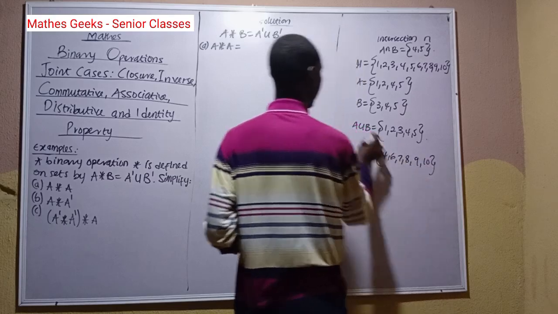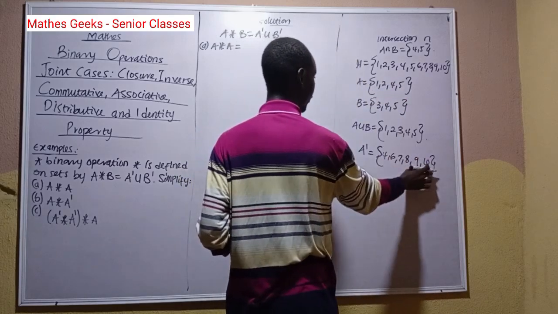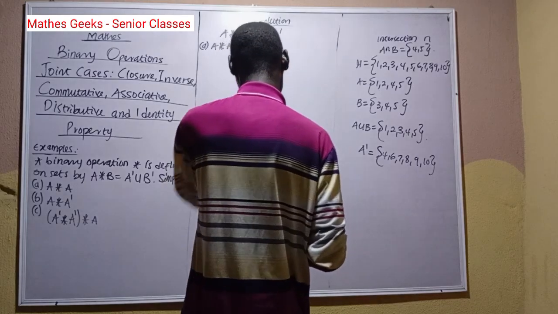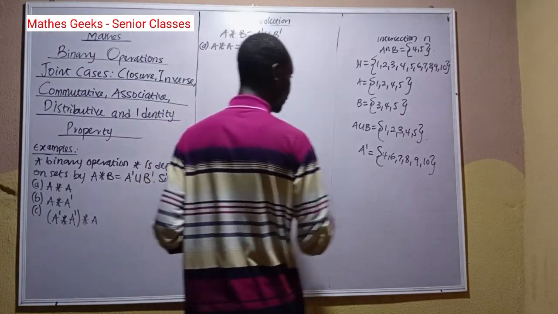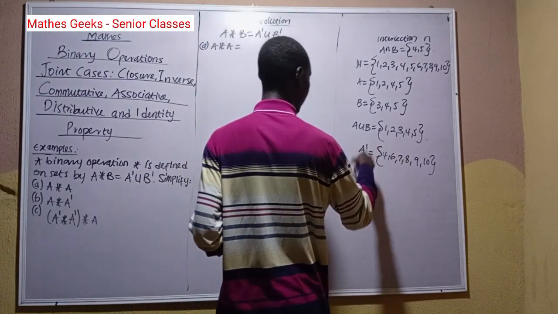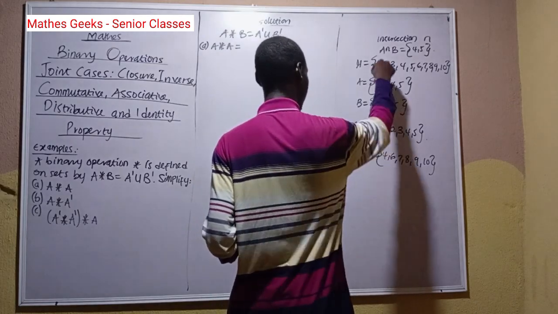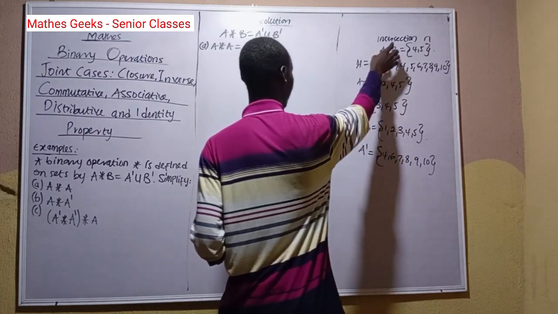So when you look at it, set A does not have these elements, but they are in the universal set. That's what the complement of this set means. The elements that make up the complement, you won't find them in set A, but they are in the universal set.